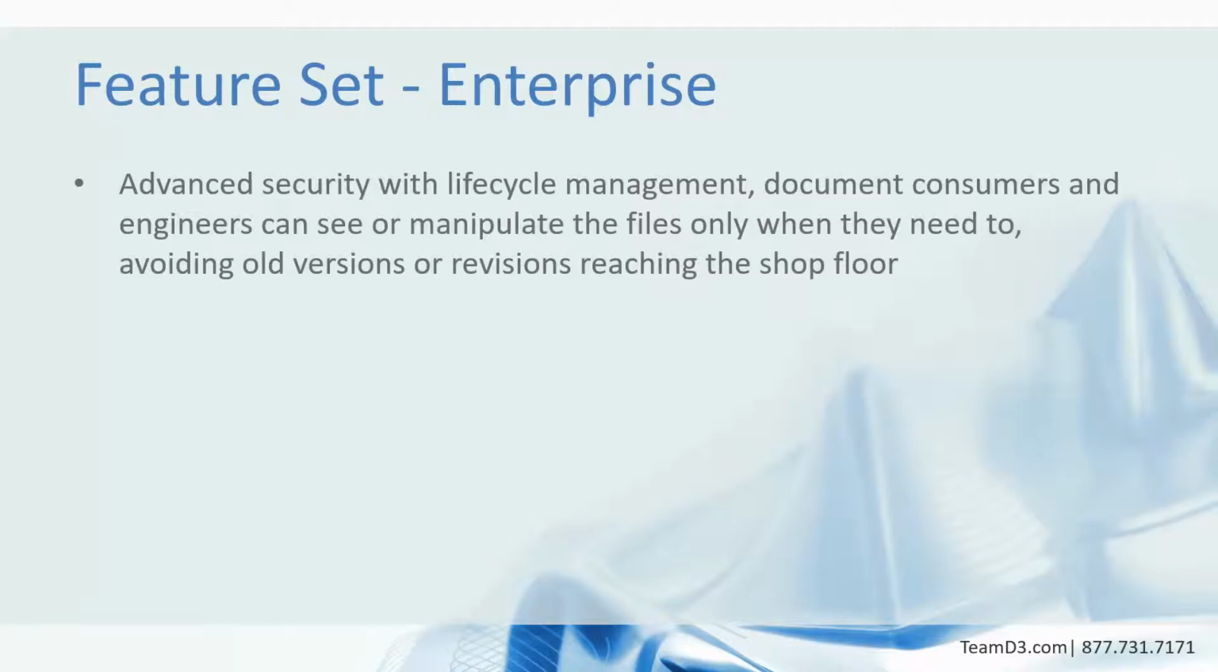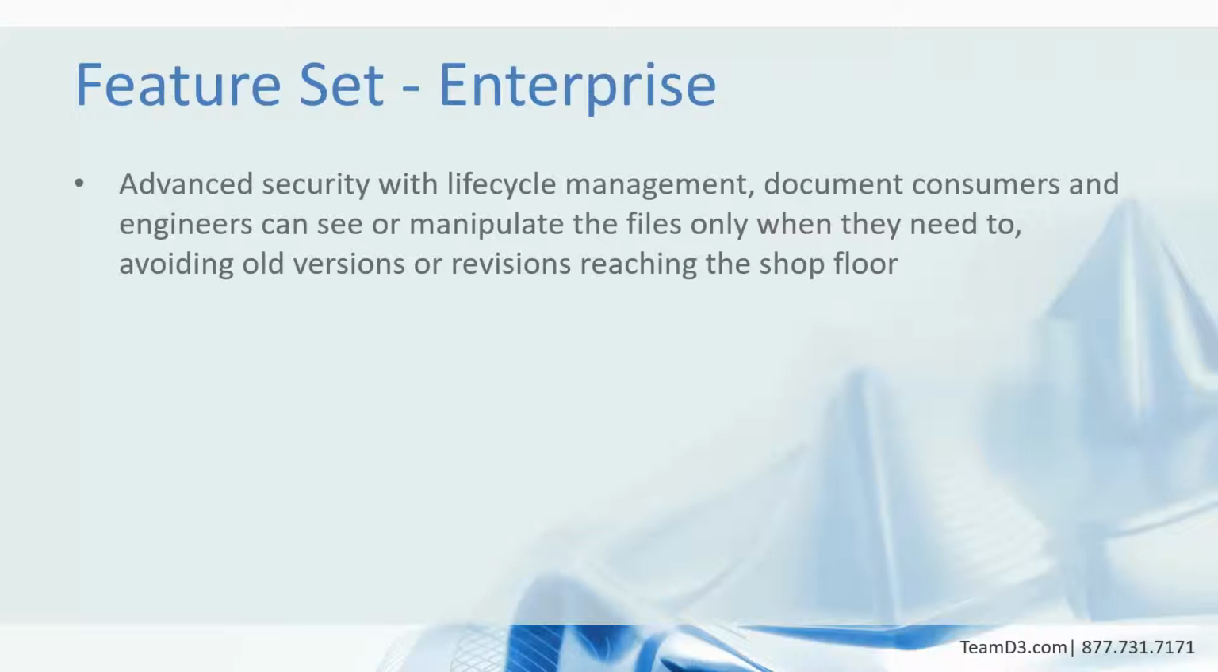Okay, so let's move on to what this means for the enterprise. What are the feature sets that the enterprise can use? The biggest one is advanced security. This kind of crosses a line between engineering and enterprise, in that advanced security makes it possible for the right person to see the right file at the right time. It also controls things like revisions and things like that.